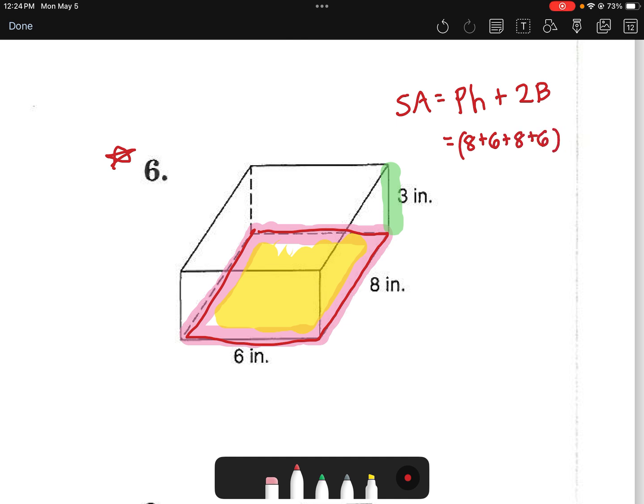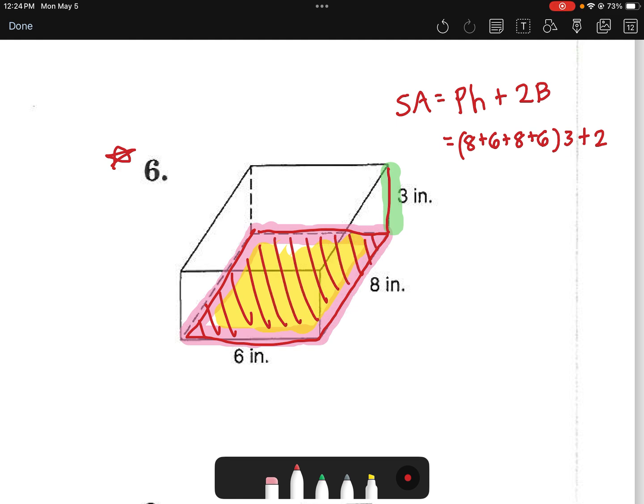Finding a perimeter is very simple. Now we're going to multiply that with the height of our prism, which would be 3. Then we're going to add to it 2 times the area of a base. What is 6 times 8? That's the length and the width of that rectangle right there. It's 48, but I'll put 2 times 6 times 8. That way maybe you have an idea of where that number came from.